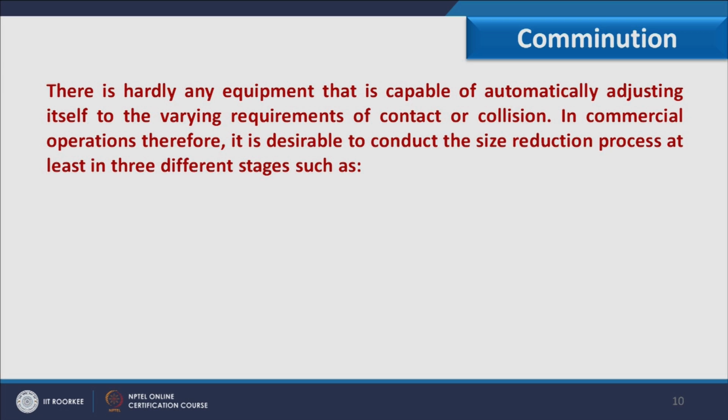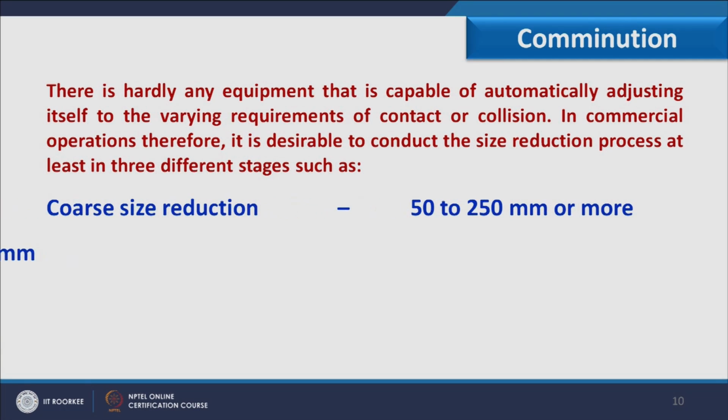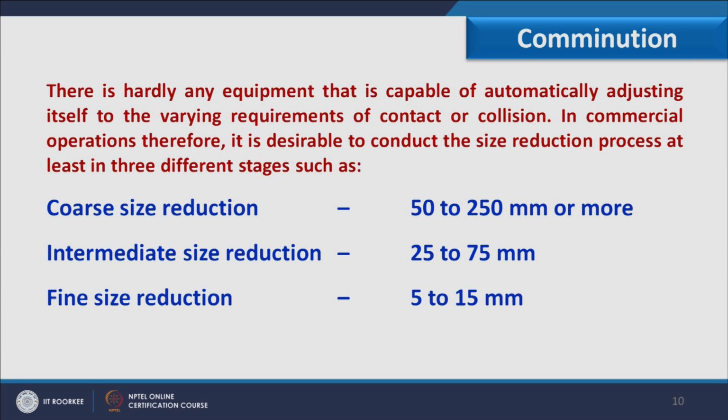In commercial operations, therefore, it is desirable to conduct the size reduction process in at least 3 different stages, as we define. First stage is the coarse size reduction, where size varies from 50 to 250 mm or more. Intermediate size reduction, where the size is 25 to 75 mm, and third is fine size reduction, where feed size varies from 5 to 15 mm. So, you see here we have 3 different categories.